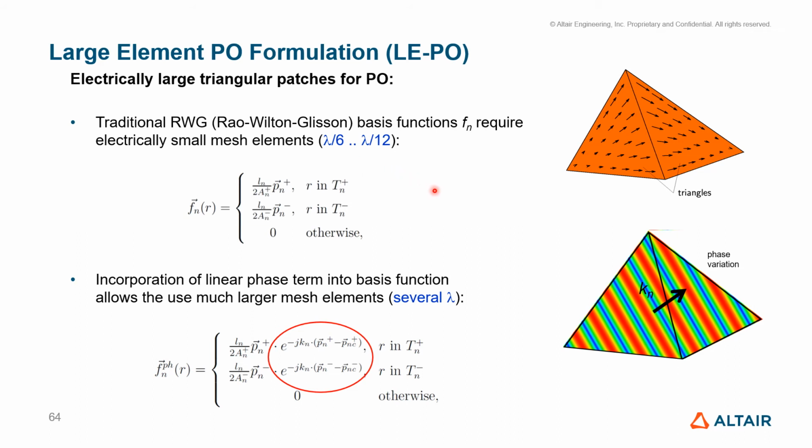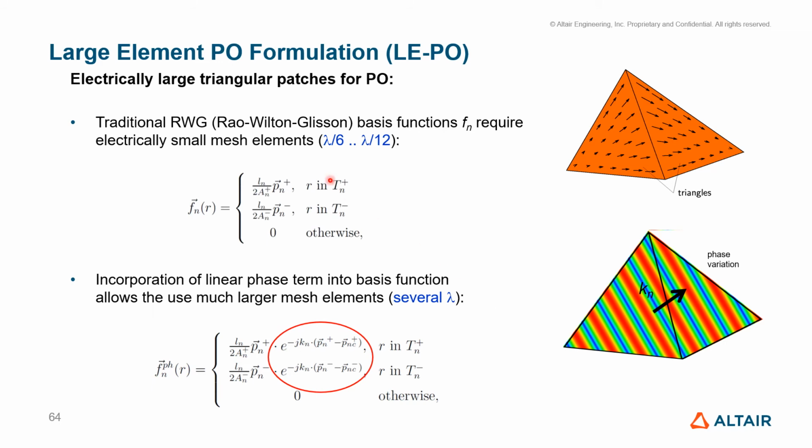So we introduced this method called large element physical optics, where we incorporate the phase variation in the basis function over a large subdomain or triangle. So you can now have the mesh elements as large as 2 wavelengths and 3 wavelengths. So if your structure geometry permits, you can have fewer triangles, so fewer computing resources and less memory for your problem.